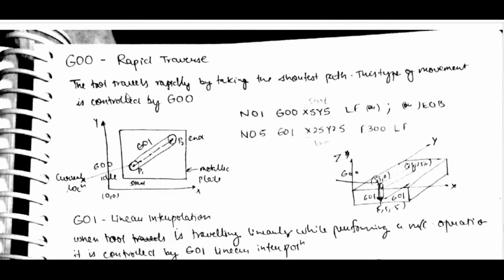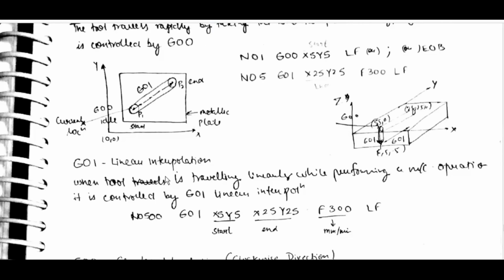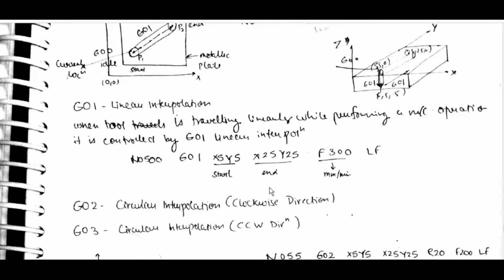G00 rapid traverse. The tool travels rapidly by taking the shortest path. This type of movement is controlled by G00. N01, G00, X5 means it goes rapidly to there. G01 means linear interpolation. When the tool is traveling linearly while performing a machining operation, it is controlled by G01 linear interpolation. This is the start, this is the end, and this is the feed per minute in a straight line.